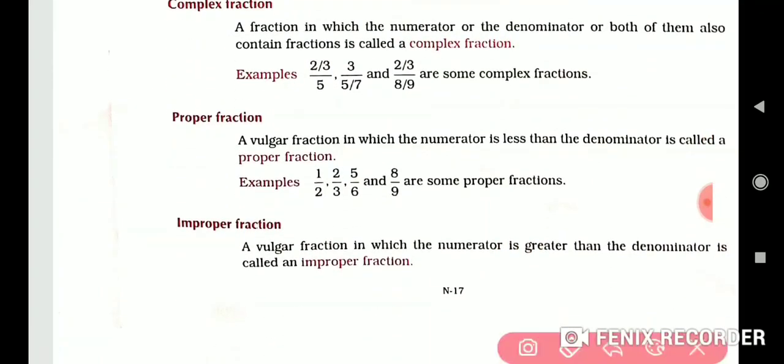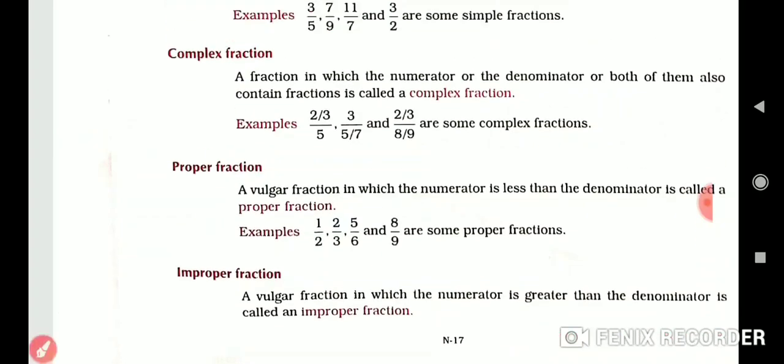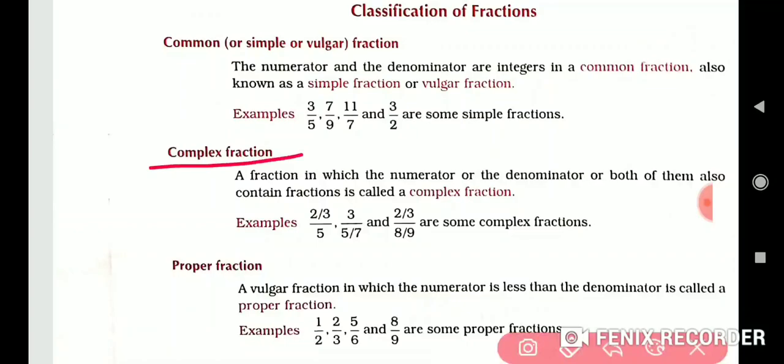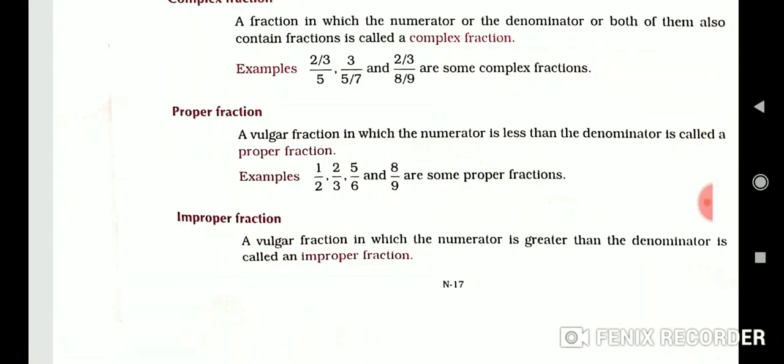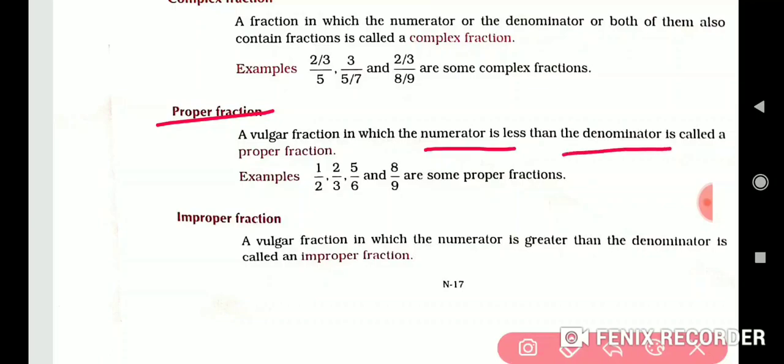Now the next is the proper fraction. As I explained before, a complex fraction is one in which the numerator or the denominator or both of them contain a fraction. A proper fraction means a fraction in which the numerator is less than the denominator. That means the numerator will be smaller. Just see 1 upon 2. The numerator is 1 and the denominator is 2, so 1 is smaller than 2. Then 2 by 3, just see 2 is smaller than 3. The fractions in which the numerator is smaller are known as proper fractions.